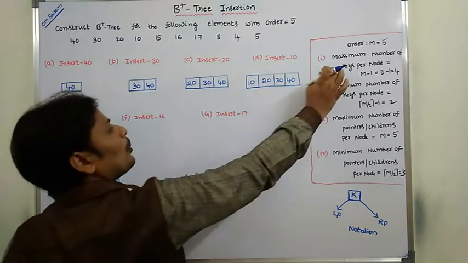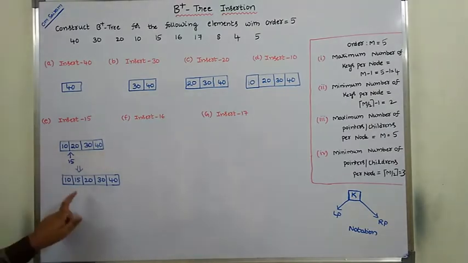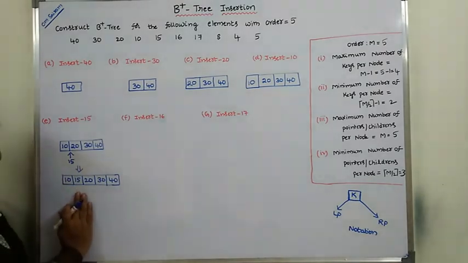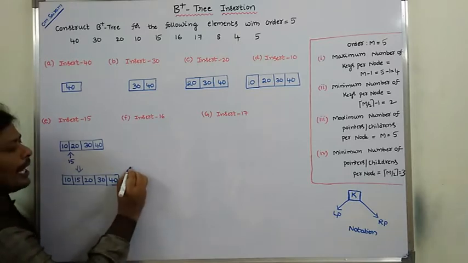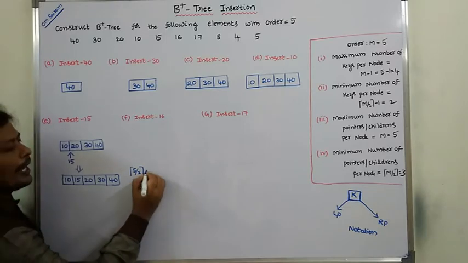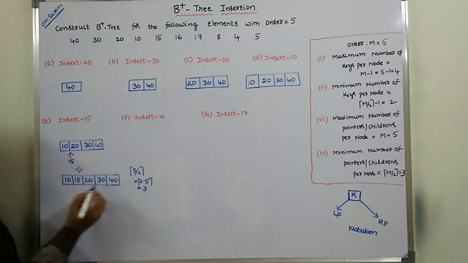It violates property 1. The maximum number of key elements per node is equal to 4, but this node contains 5 key elements. To convert this invalid node into a valid node, we have to perform the splitting operation. The splitting operation can be performed at the middle element. How many elements are there? 5 elements. 5 by 2 is 2.5, and the ceiling of 2.5 is 3. So the middle element is the third element.